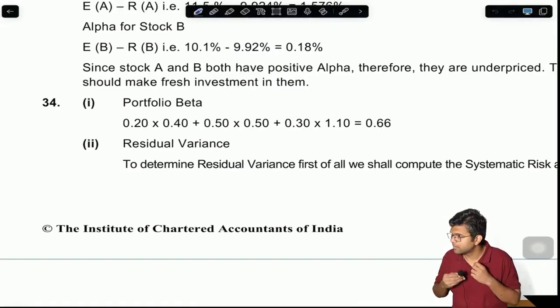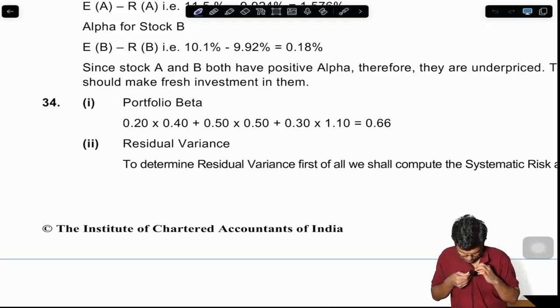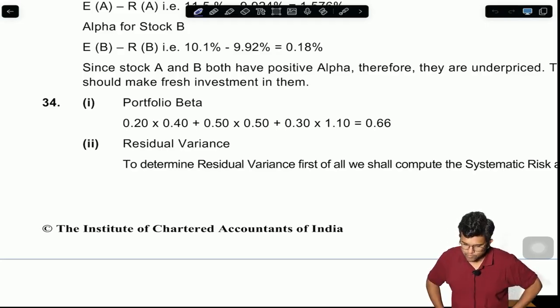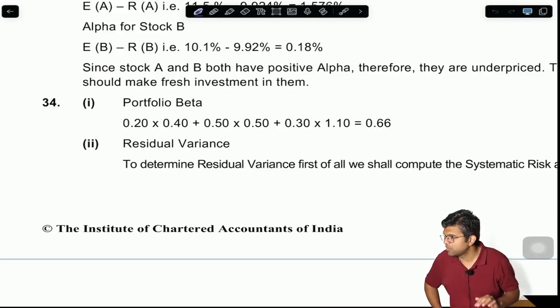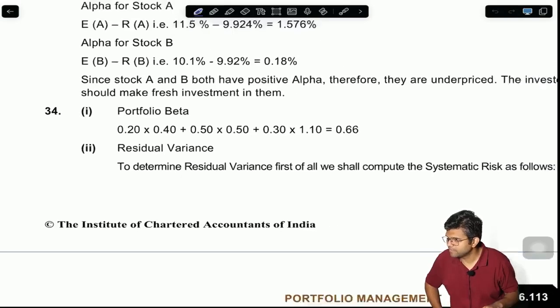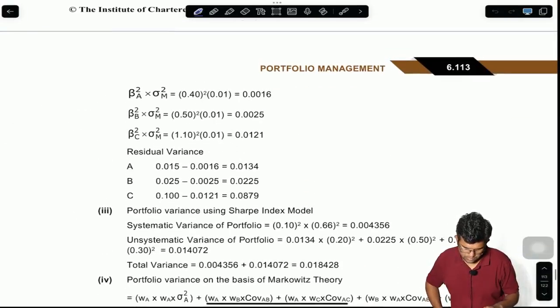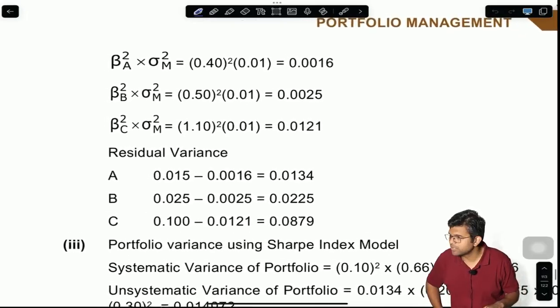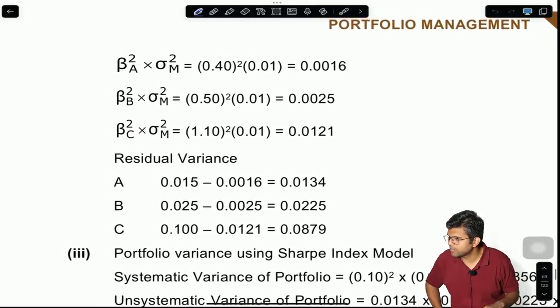Check. Is answer to point 1 correct? Can I show you unsystematic risk calculation of ICAI? No, they are not getting negative. They are getting positive only.